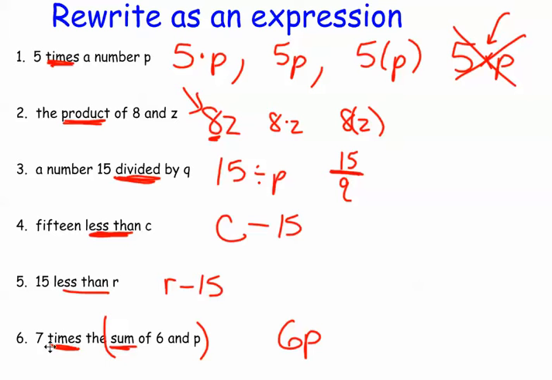The sum of 6 and p, that means 6 plus p. And then I'm going to multiply it by 7. So I can do this, or I could do 6 plus p times 7. Any of those will work. Okay?